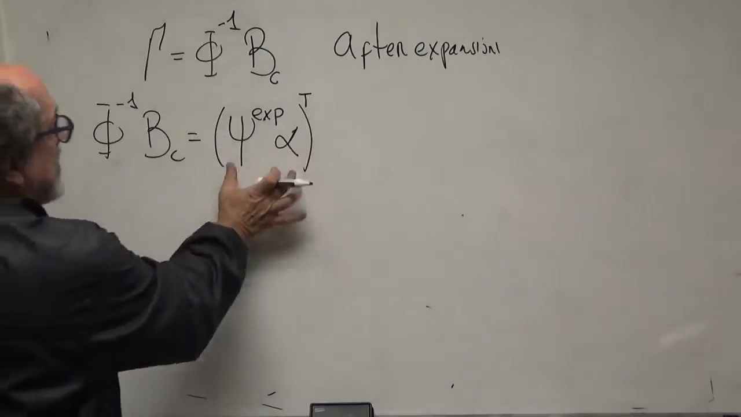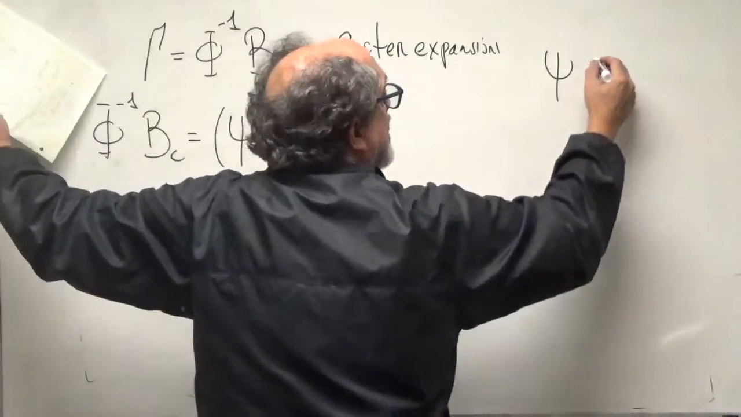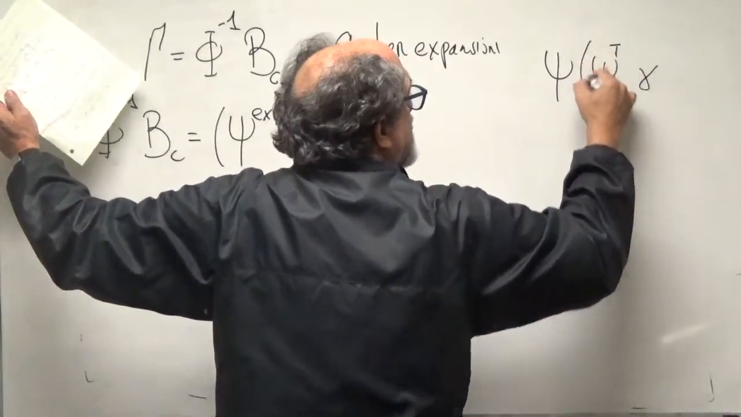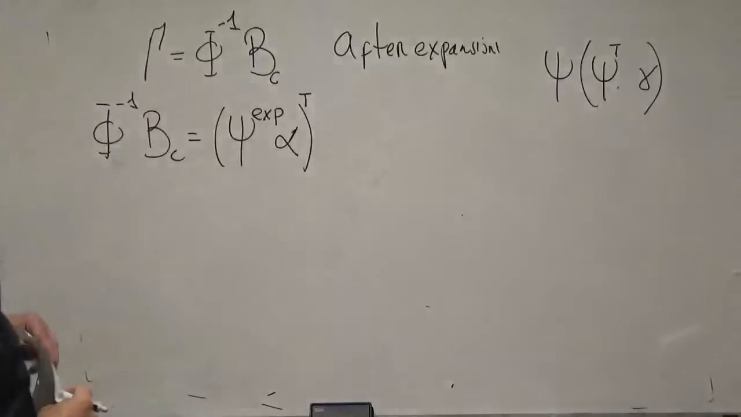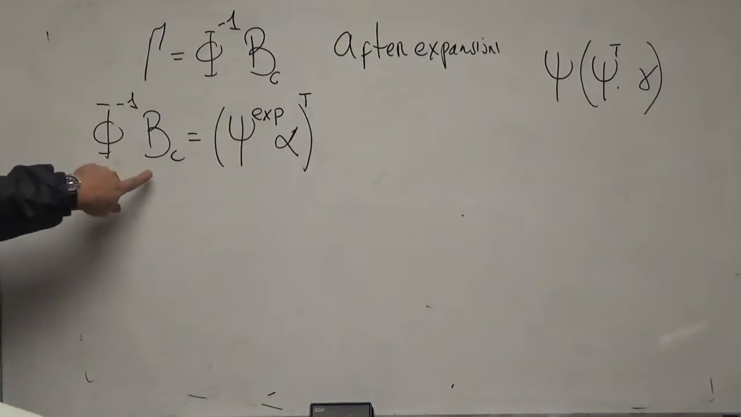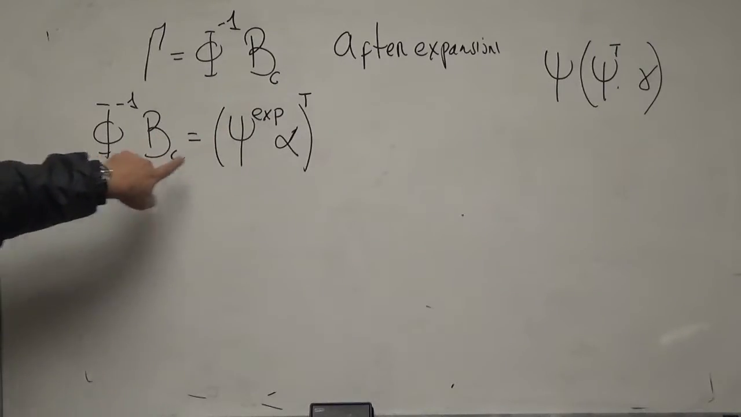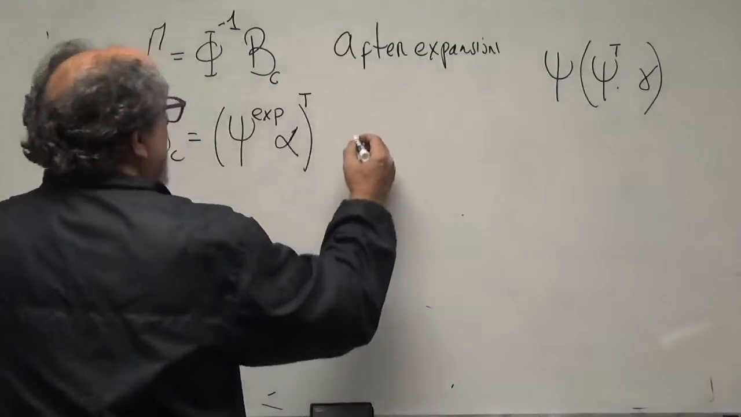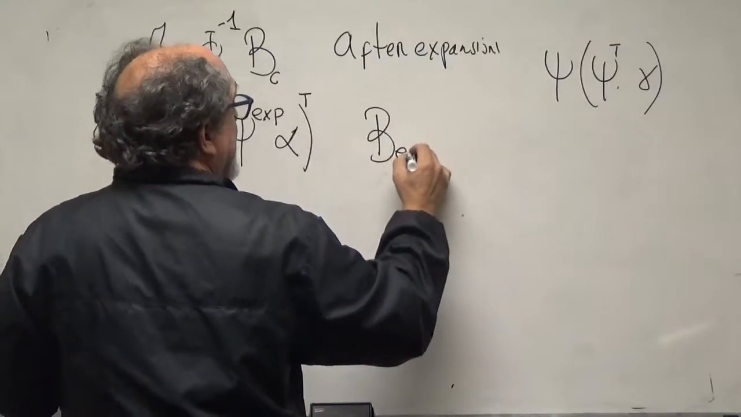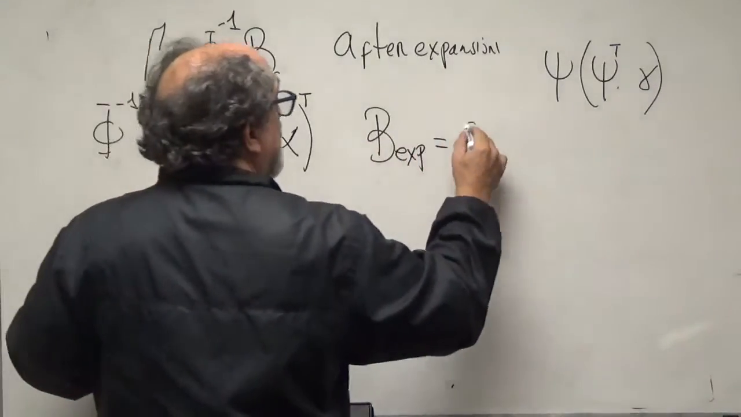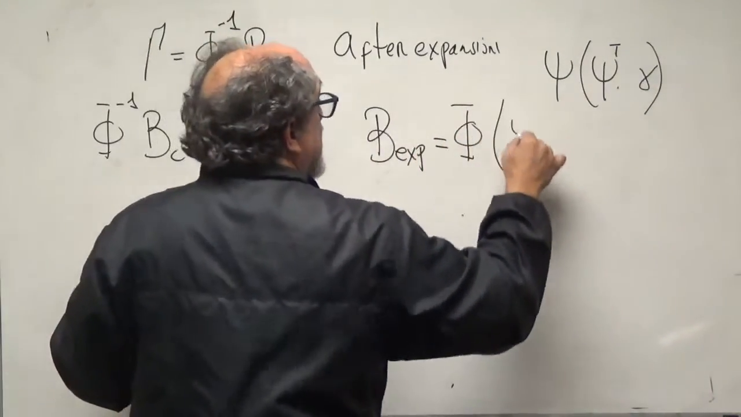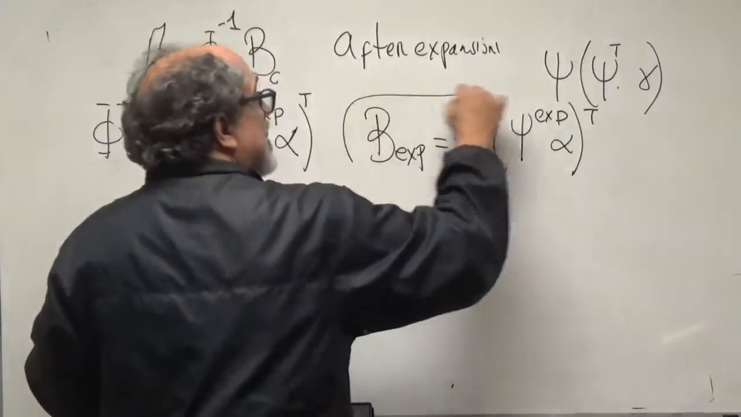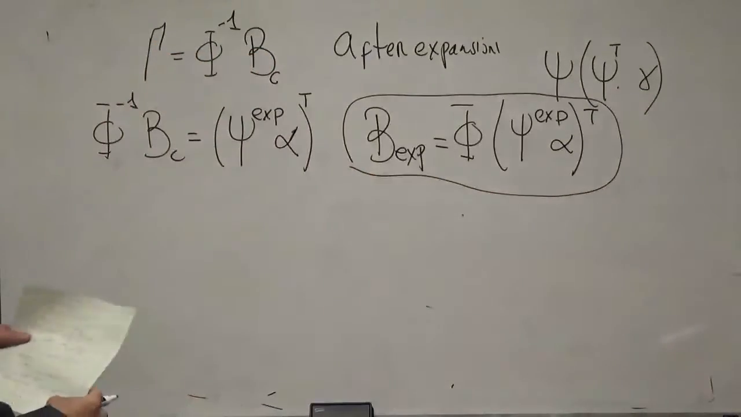Now, this comes from the fact that we wrote the equation like this, right? So this part here is the tau, right? So the tau, which is phi to the minus 1 bc, is just this, okay? So you can then say that your b expanded is simply equal to phi multiplied times your phi expanded times alpha transpose. So this is the final formula that gives me my b expanded.